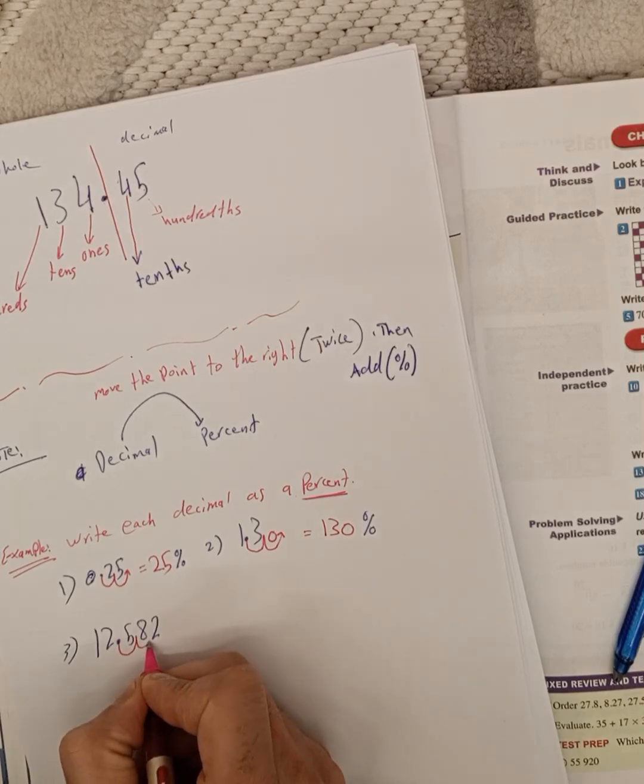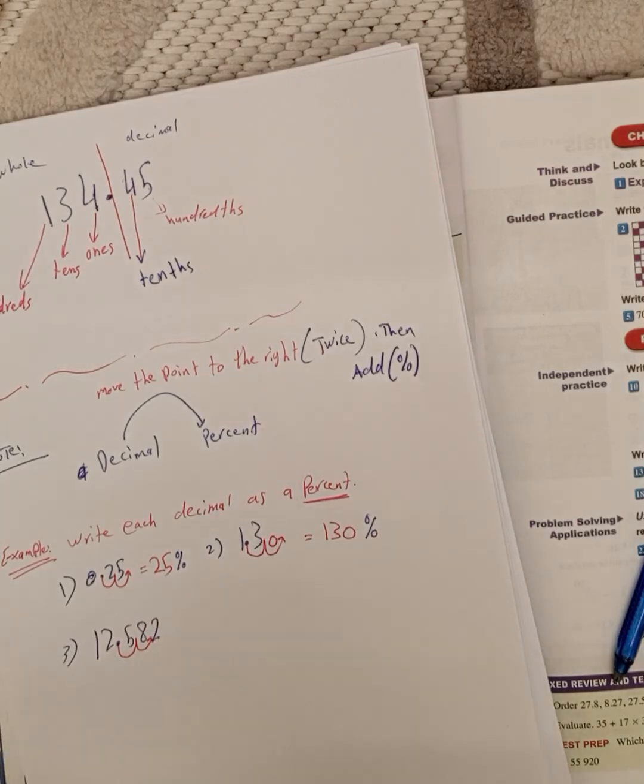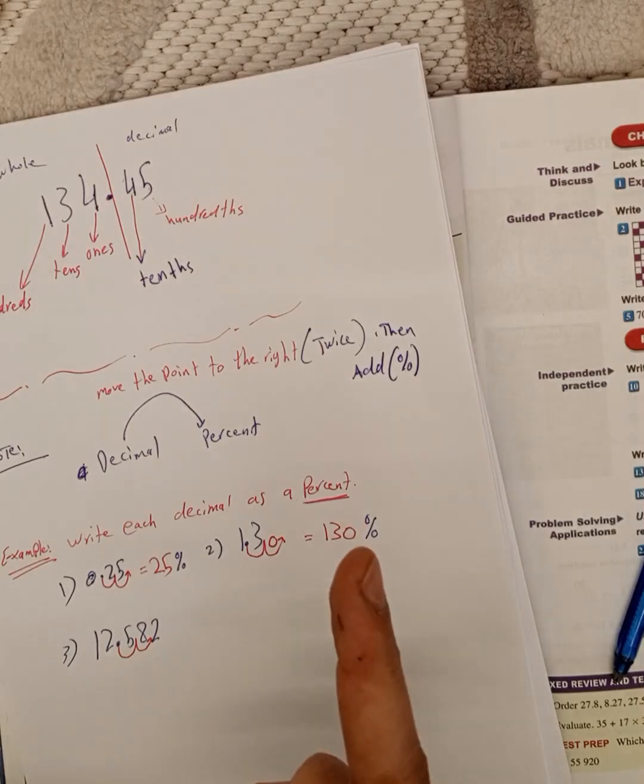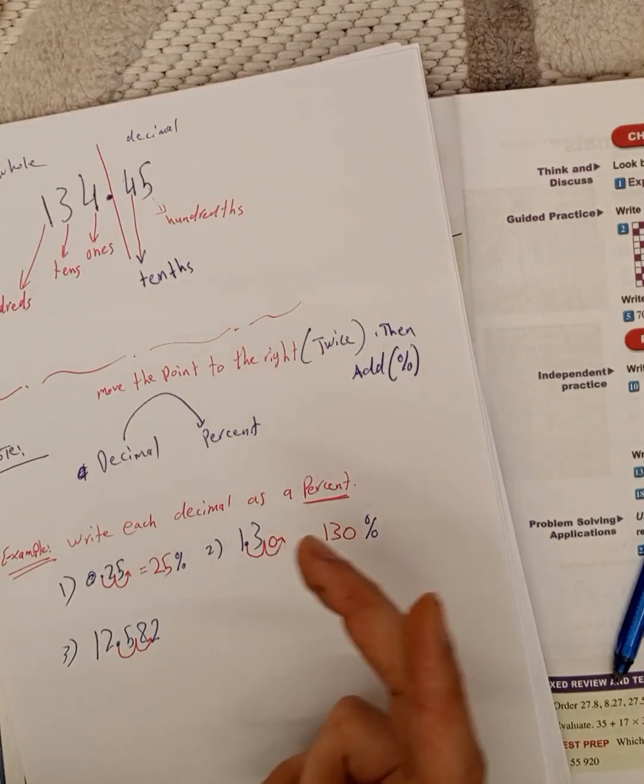Example 3 is the same. 1, 2. Always move the point to the right twice. Only 2 times, not 3 times. Why?